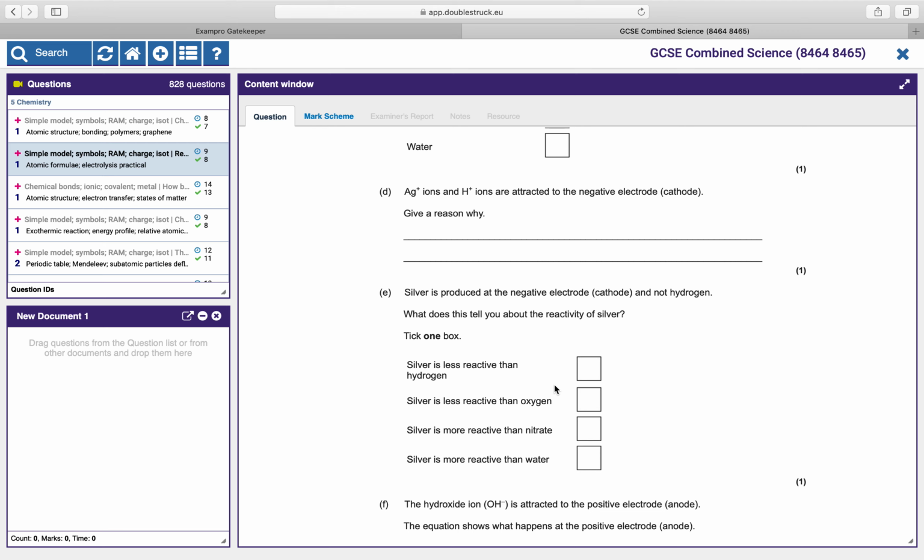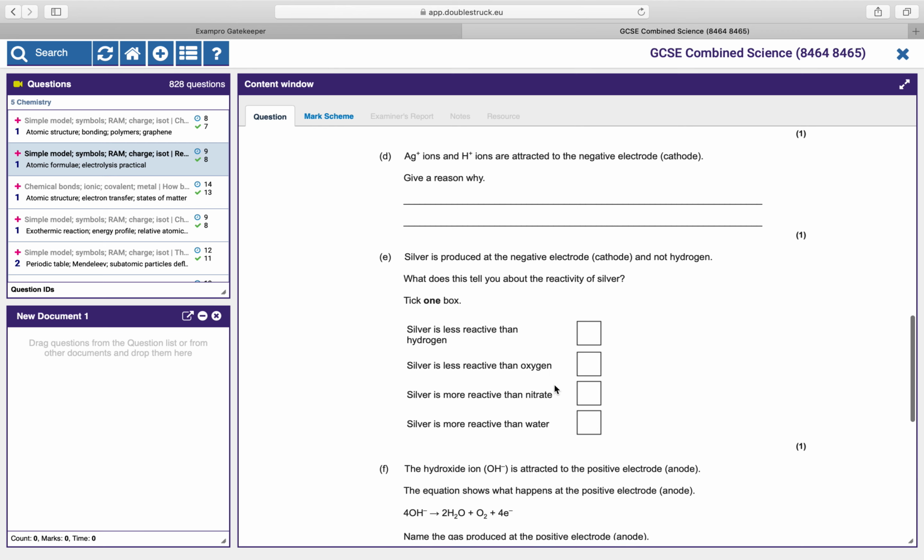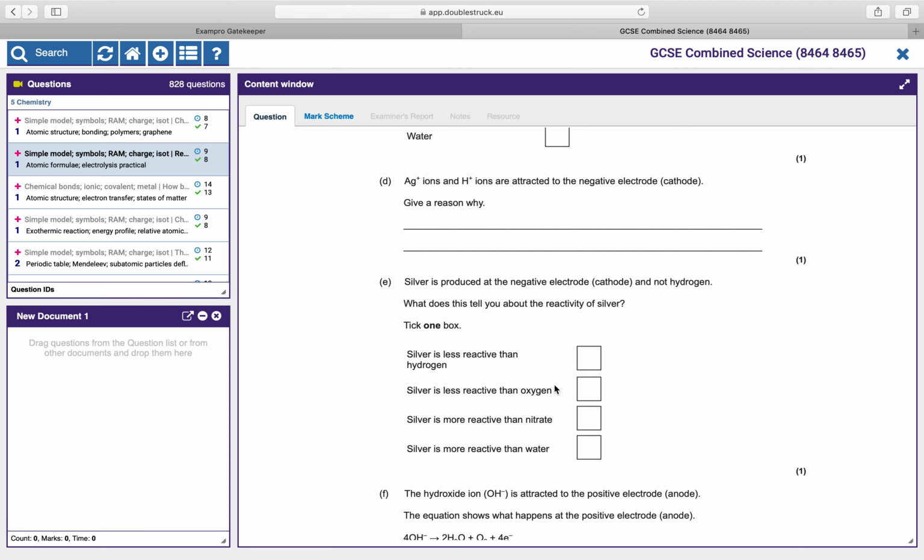Ag ions and H plus ions are attracted to the negative electrode. That's the cathode. Give the reason why. I want to start off with this idea of panic. Positive is anode, negative is cathode. So that's panic. Think panic. I'm going to panic in my exam when I come across an electrolysis question. Positive is anode, negative is cathode.